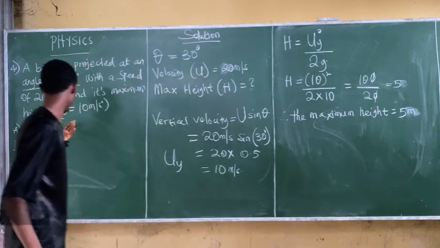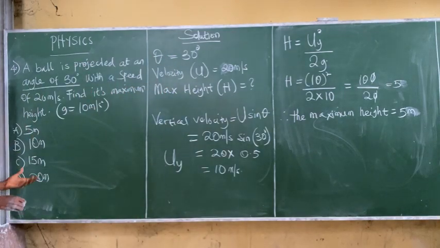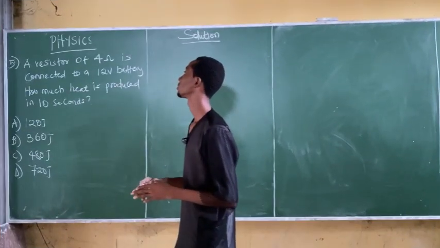Let's go over to the options here. The correct option here is Option A, with 5 meters.